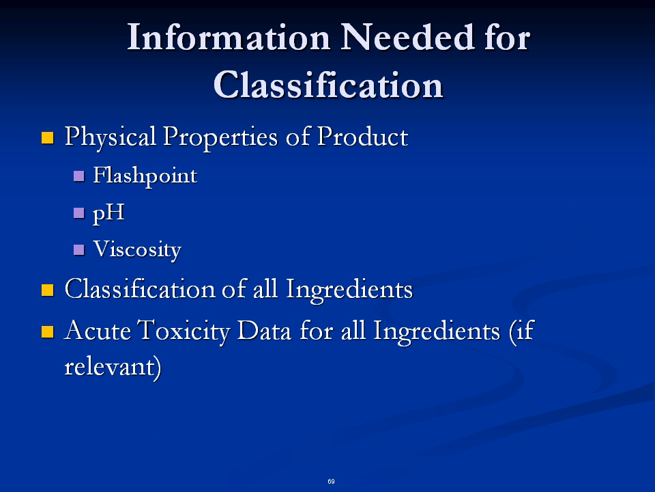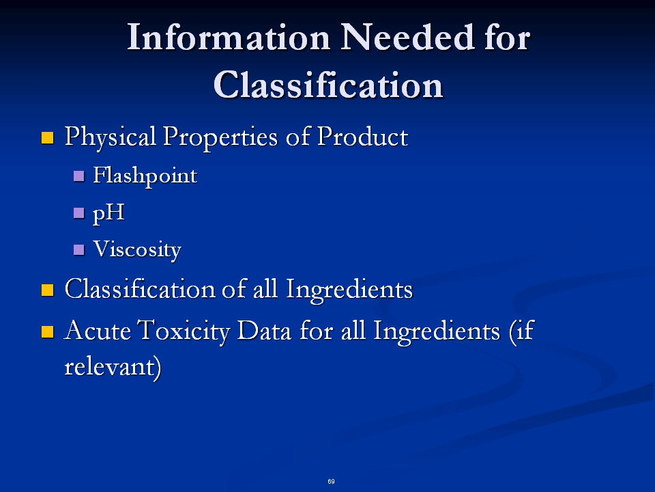So the kind of information that you need to gather for your classification is the physical properties of your product. If you've got any flammable constituents, the flash point. If it's aqueous, you're going to need a pH because that will be a helpful indicator of the potential for corrosion or irritation. If you've got any hydrocarbons, you need the viscosity. And there may be other physical properties as well, but these are going to be the most important. You'll also need the classification of all of your ingredients. So we're going to talk about where you might get that information.